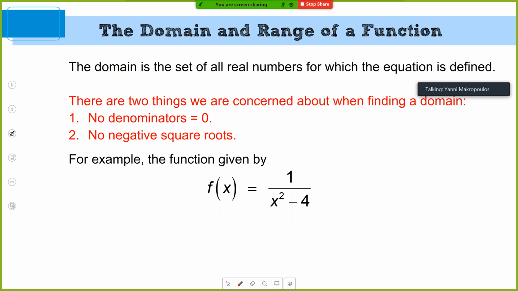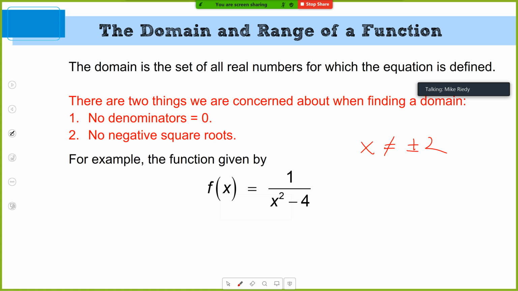X can't be 2. Or? -2. Beautiful. Okay, so how do you want to answer that? Well, you could do just that. X cannot be plus or minus 2. That's the easiest way to answer.